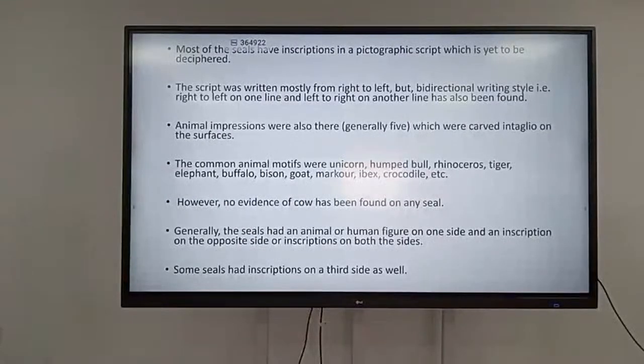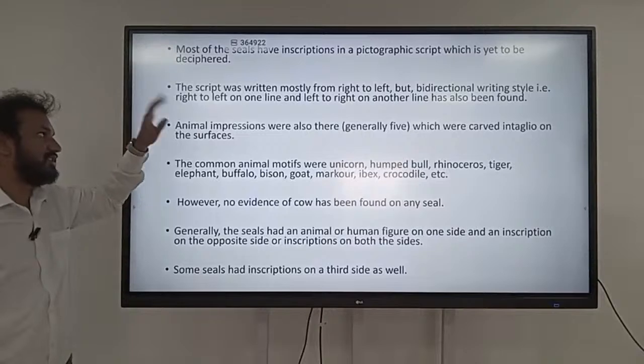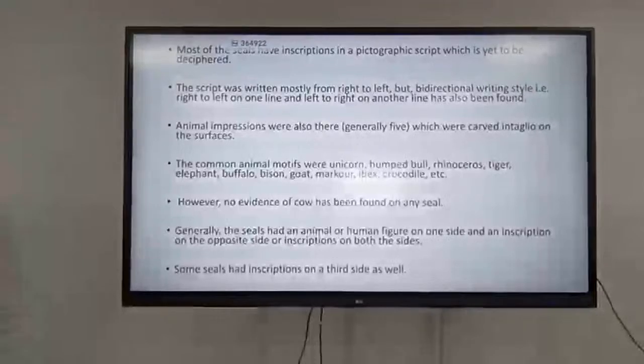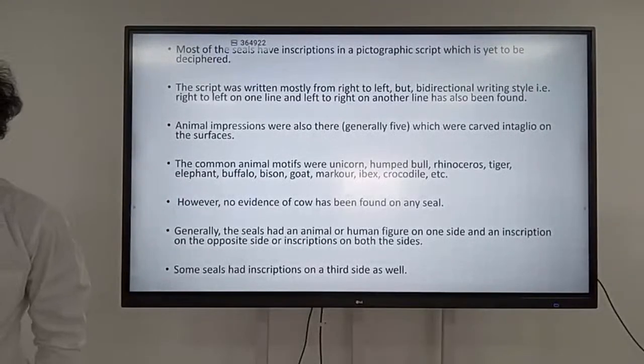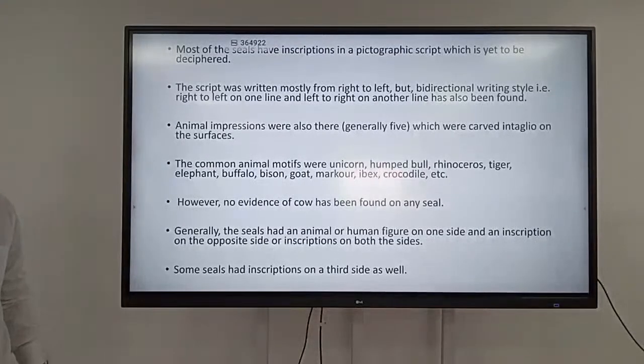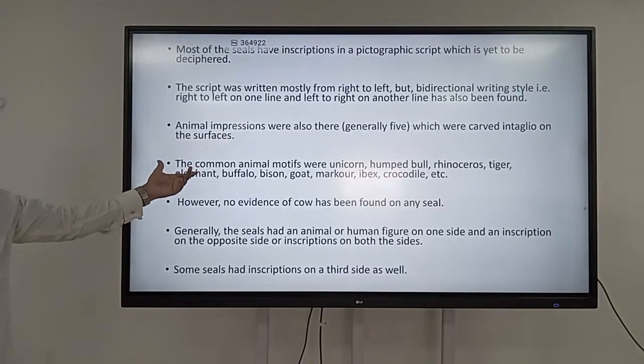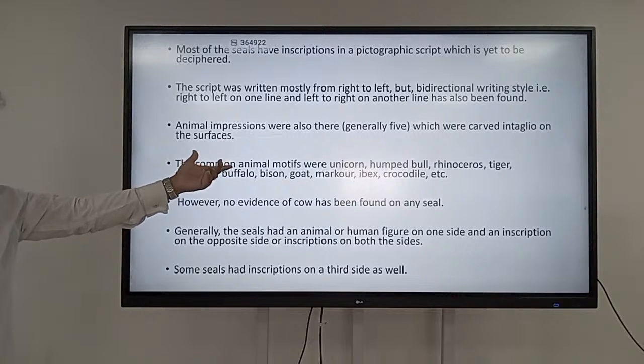Got it? So one side of the seals has an animal impression, and another side has a pictographic script. There are certain seals where inscriptions were found even on a third side. And the animals present on the seals include unicorn, humpback bull, rhinoceros, tiger, elephant, buffalo, bison, goat, markhor, ibex, crocodile, etc.